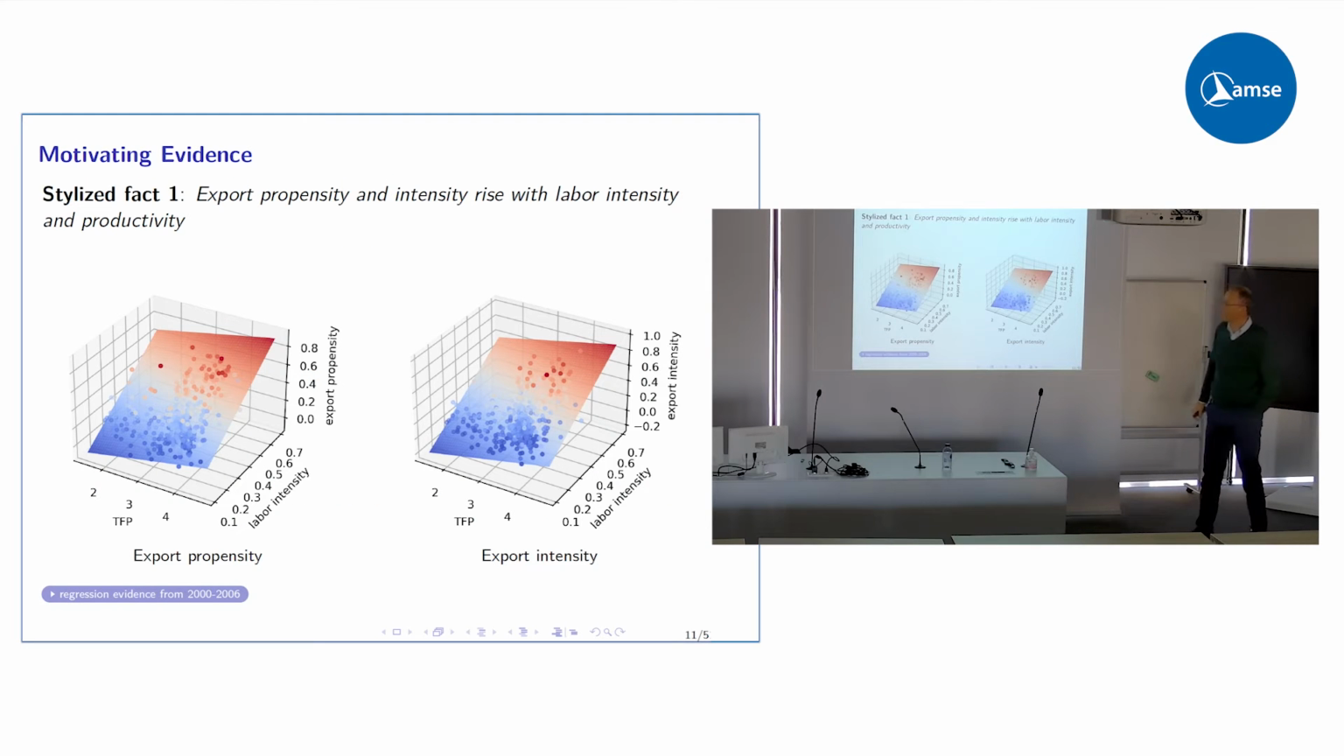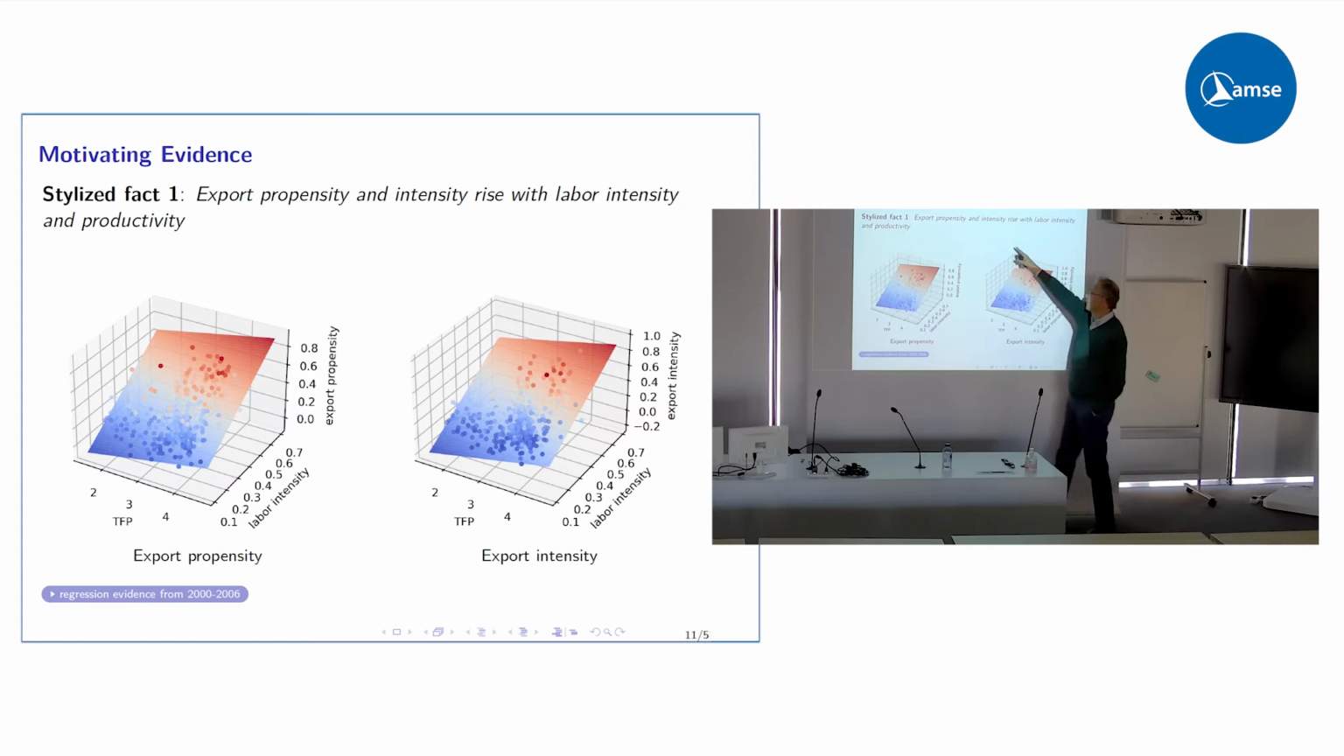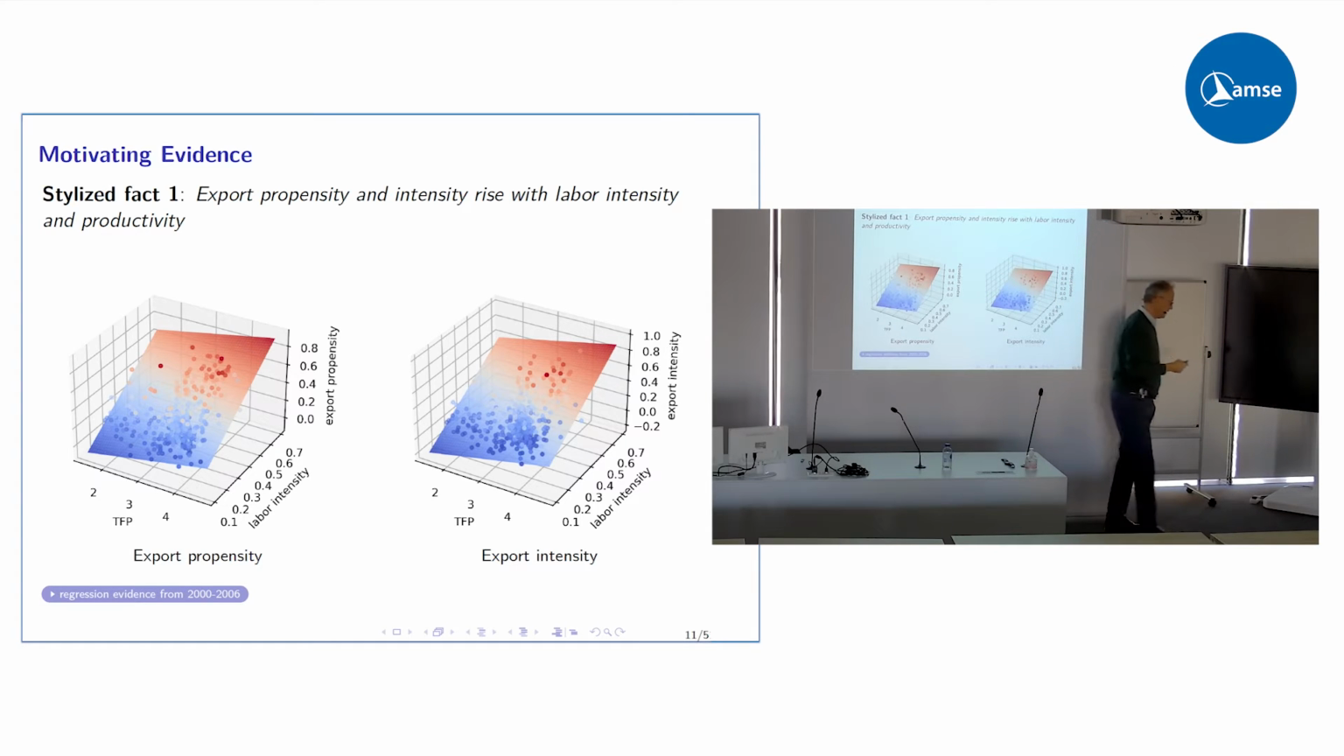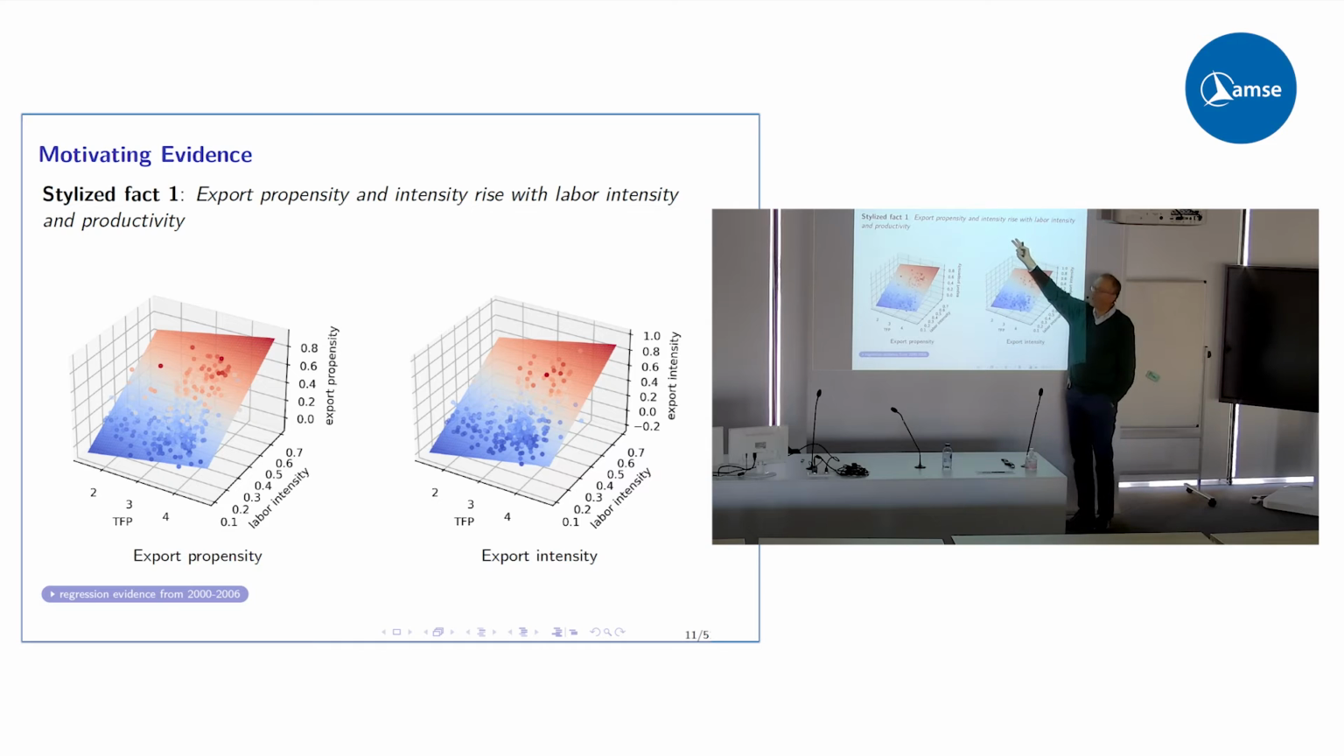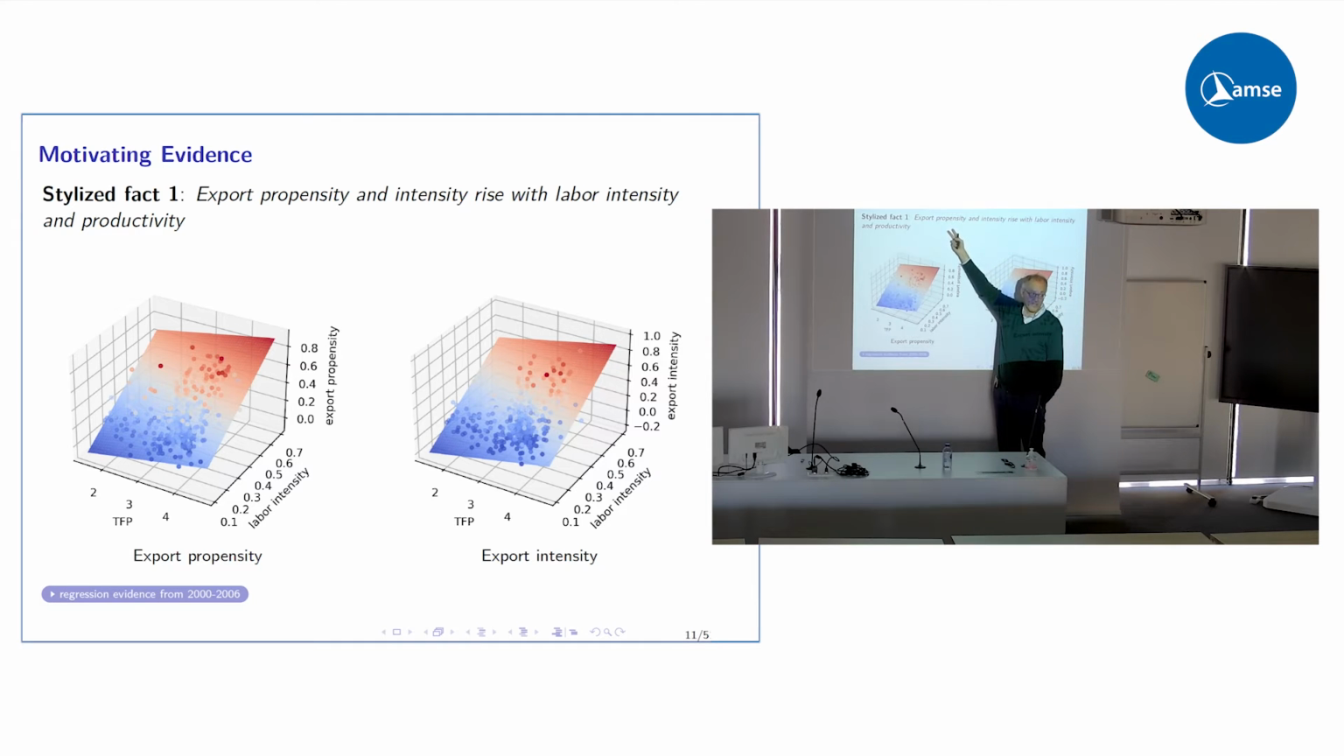Motivating evidence. First stylized fact: export propensity and intensity rise with labor intensity and productivity. So what are export propensity and intensity? Export propensity is the fraction of firms in an industry that are exporters. Intensity is instead, in the industry, the ratio of exports to production, to output, or to sales, to be precise. So essentially, it is export per firm. This is the fraction of exporters in the industry.